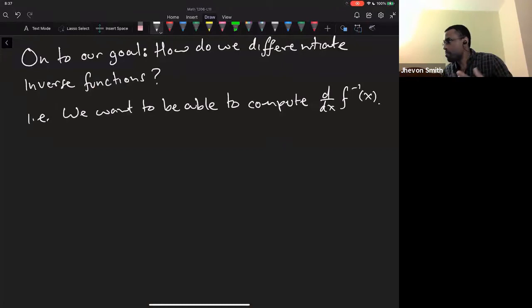So not the derivative of a function, but we want to be able to find the derivative of an inverse function. So for example, I know the derivative of sine x. What is the derivative of sine inverse? It's another very important function. I know the derivative of tangent of x. What is the derivative of tan inverse? These are very important functions that we'd want to know how to find the derivative of. What procedure would I actually do?